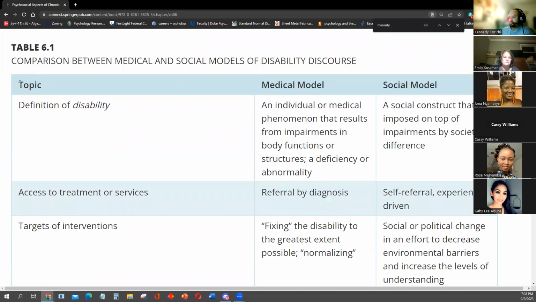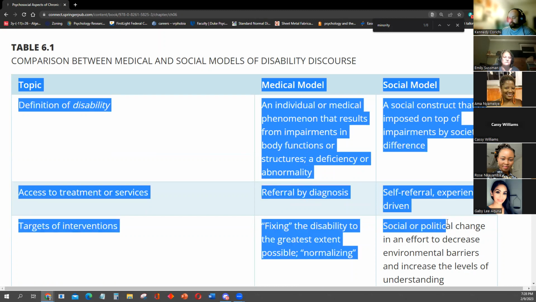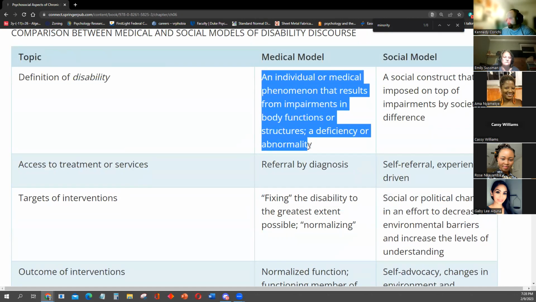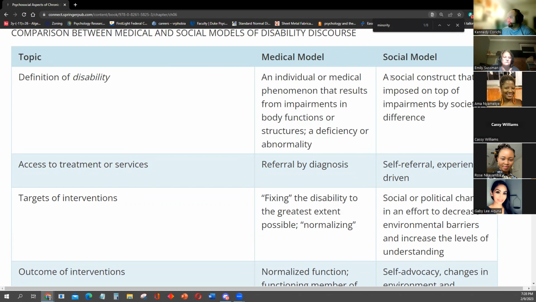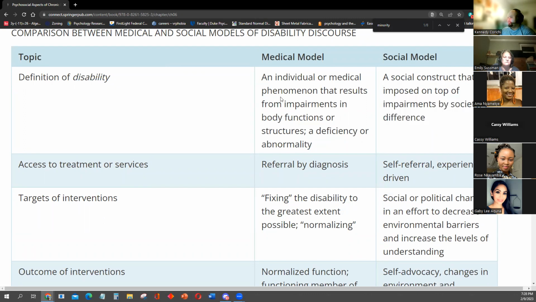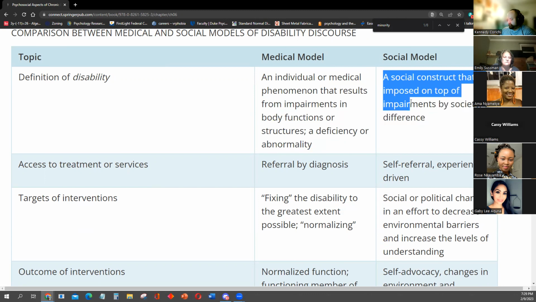I think what's also going to be helpful is the section in the red book that tells you the difference between the medical model and the social model. For example, in the definition, the medical model says disability results from impairments of body function and structures, but in the social model, it's imposed on top of impairments by society. Basically, in the medical model, something's wrong with you, while in the social model, what stops you from being included is society.